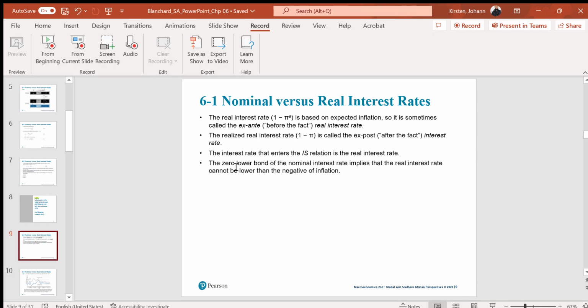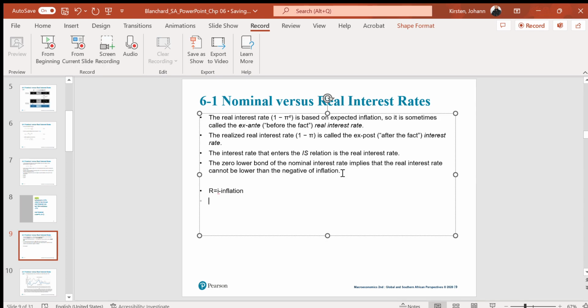But again, like I said, a zero lower bound of the nominal interest rate implies that the real interest rate cannot be lower than the negative of inflation. Again, let me just write it like this: real is equal to nominal minus the inflation. That is the formula.